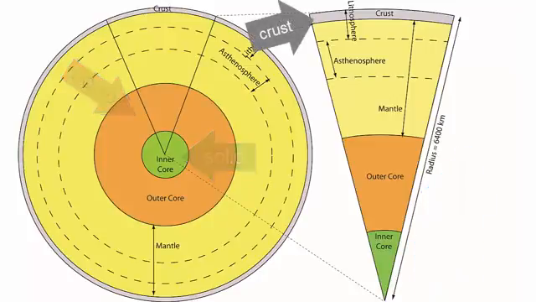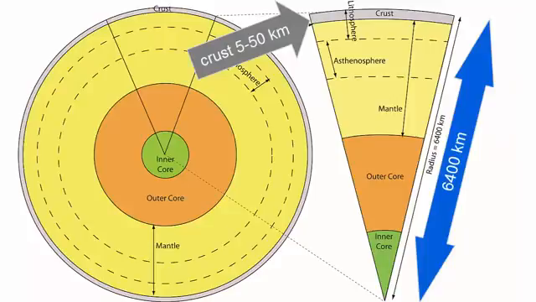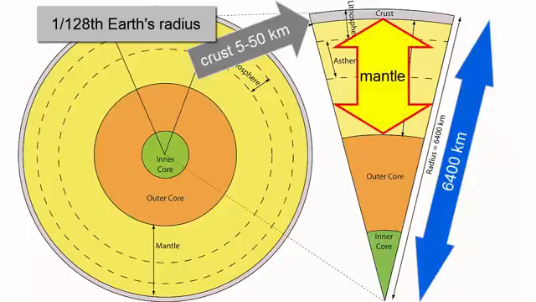Now, let's go out to the crust, which is so thin that it would be impossible to see it in any whole Earth drawing shown to scale. So in all cases we have to exaggerate it. The Earth has a radius of about 6,400 kilometers. The crust is at most 50 kilometers thick, at most 1/128th of the radius of the Earth. The rest of the Earth, most of it in fact, is mantle.